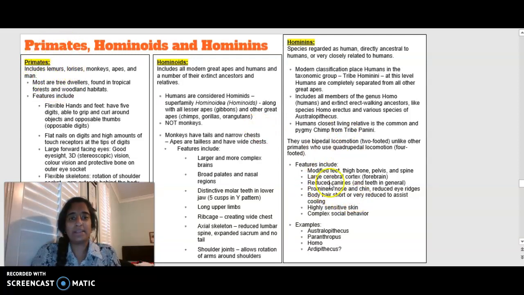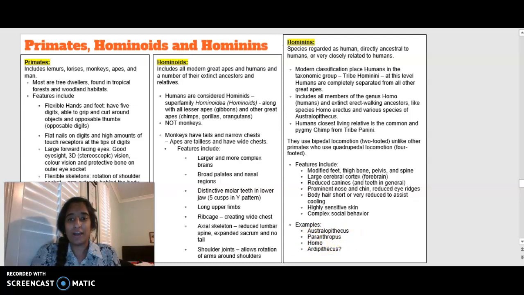So in terms of looking at hominins, our features include modified feet, thigh bone, pelvis, and spine. We have a larger cerebral cortex, so our forebrain, reduced canines and our teeth in general, a prominent nose and chin, but we have reduced eye socket ridges. Our body hair is a lot shorter or reduced to assist with cooling, highly sensitive skin, and we have complex social behavior. So some examples that we're now going to delve into in terms of hominins are Australopithecus and Homo.